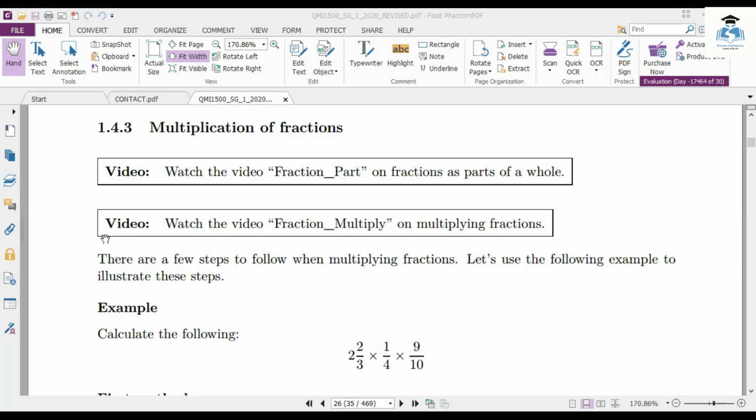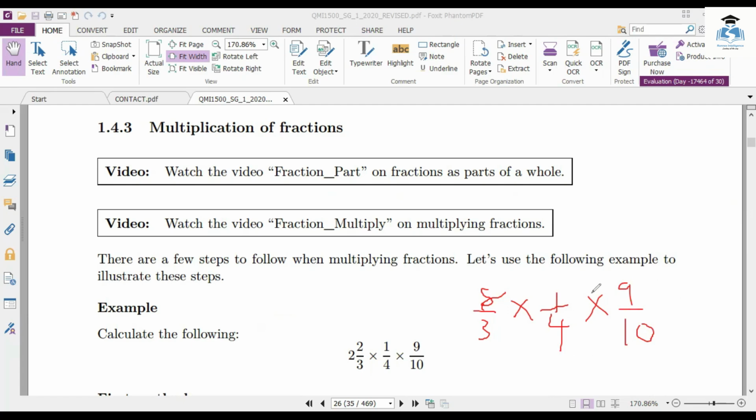Then we want to multiply these fractions. The first thing you need to do is to make sure that if there is a mixed fraction, you change it into an improper fraction. And we said, how do we change this one? So we do 3 times 2, 6, 6 plus 2, 8. So 8 over 3 times 1 over 4 times 9 over 10.